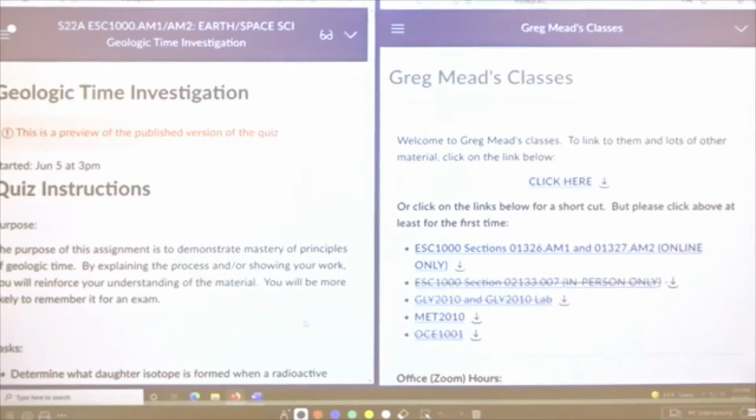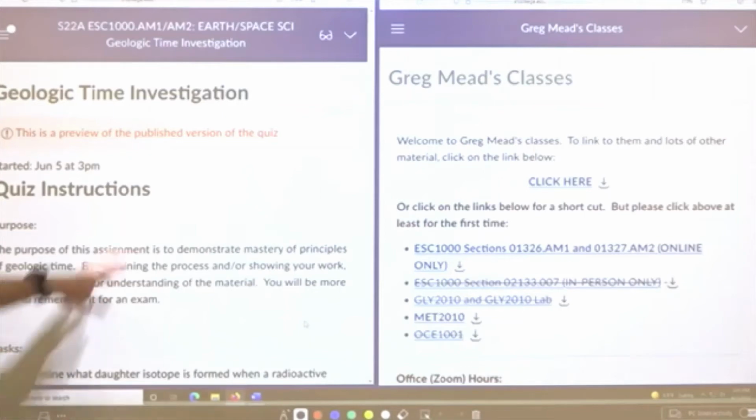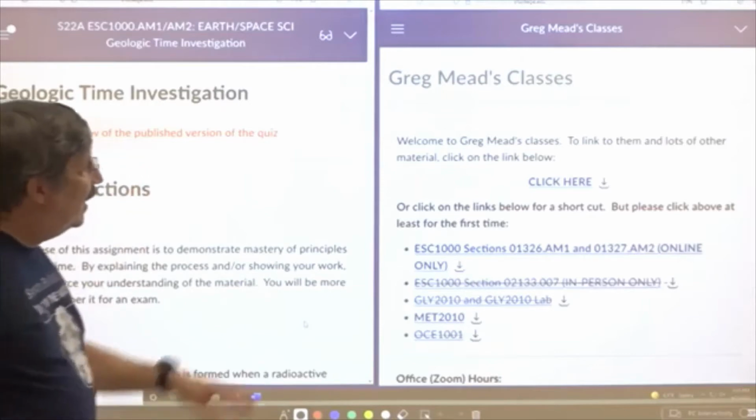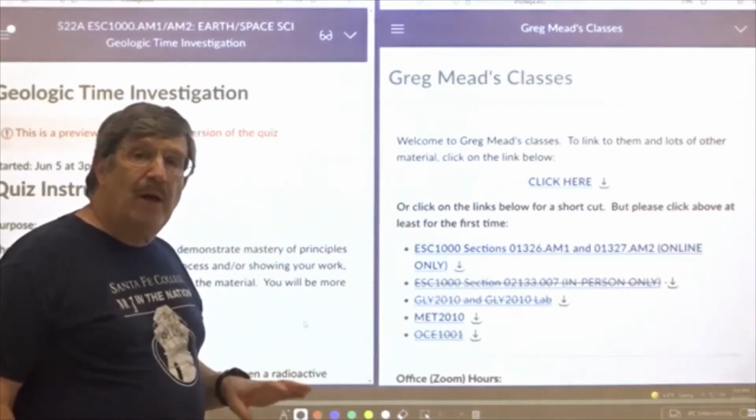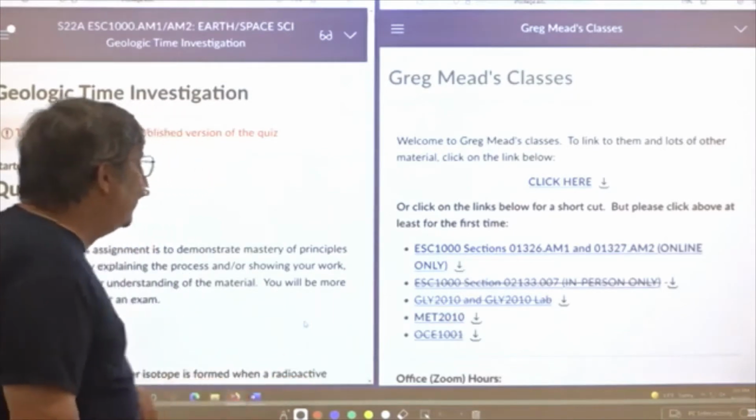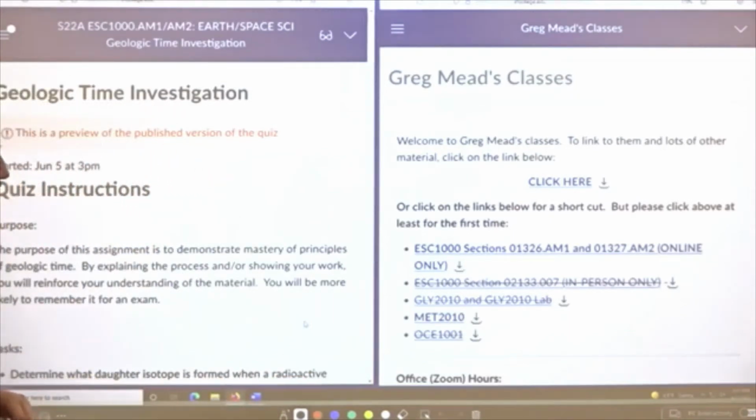Okay, a lot of you had trouble with the geologic time investigation, and so I am going to show you how the geologic time investigation should have been done. On one side, I'm going to have the actual investigation, and on the other side, I'm going to show you in the web pages where to go to find the information. Hopefully, this will let everybody understand a little bit better how to do this.